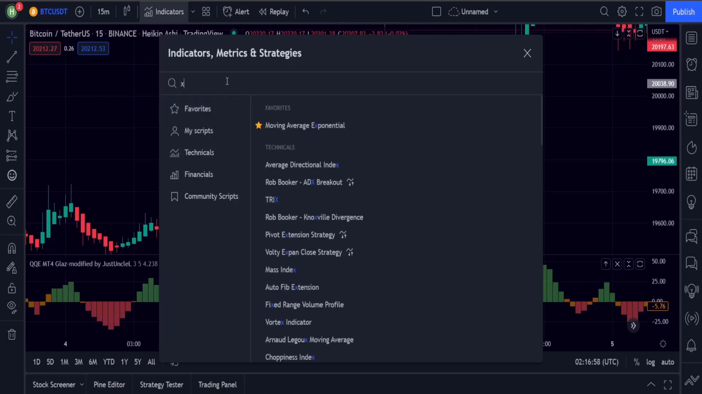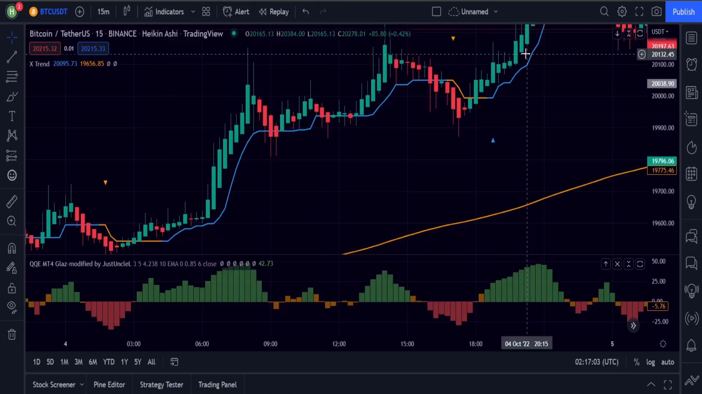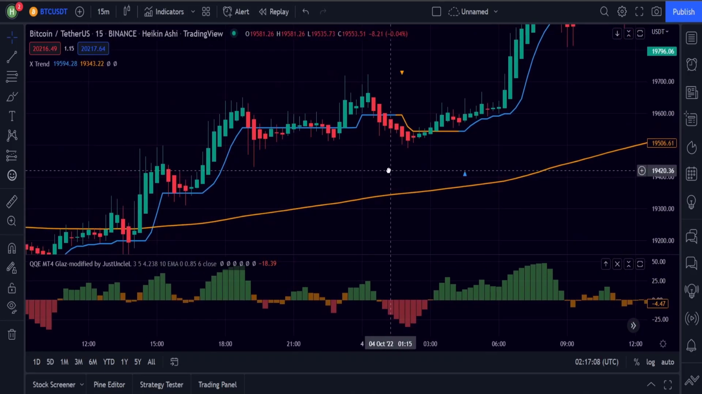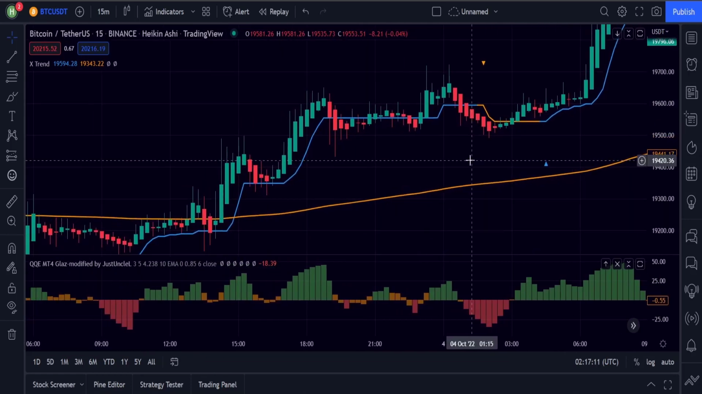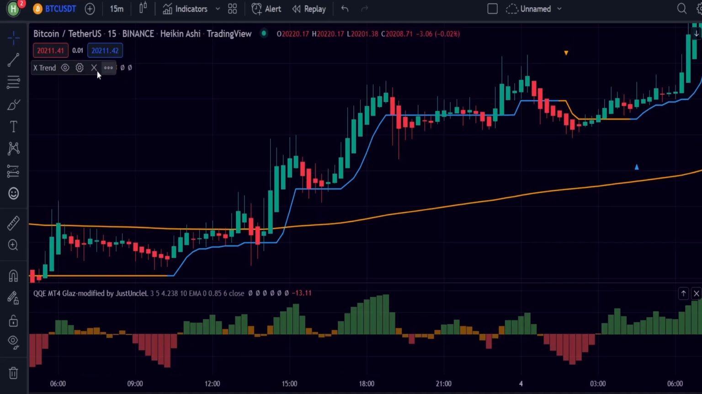We'll go back into Indicators, and we're going to add Xtreme Trend right here, also known as the X trend. The indicator draws bearish and bullish invalidation zones on the chart and marks a trend shift. The blue line represents the long zone, while the orange line, short zone. We're going to use this one.